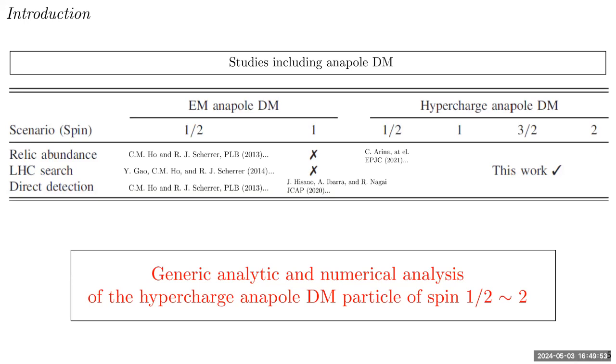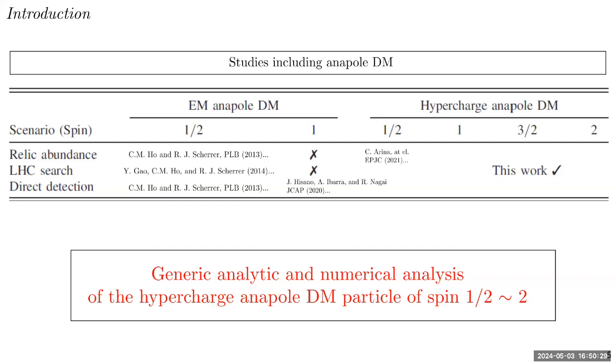And recently, the authors of this paper considered the hypercharge Anapole dark matter particle for only spin 1/2. In this paper, they considered all of these experiments, but their limit is only the spin 1/2 scenario. But in our case, by using the vertex construction mechanism, we investigated all the hypercharge Anapole dark matter scenarios in terms of spin values.